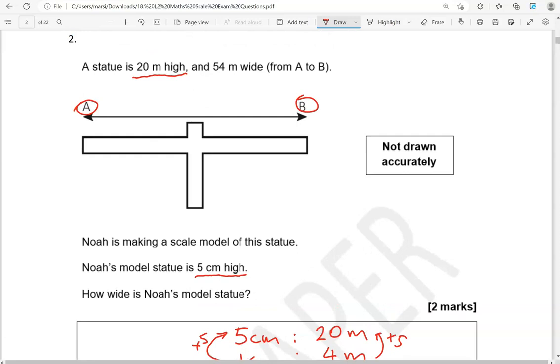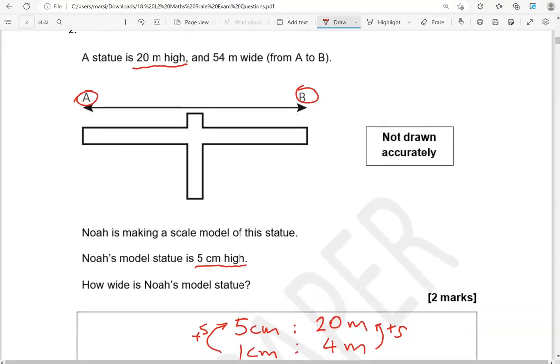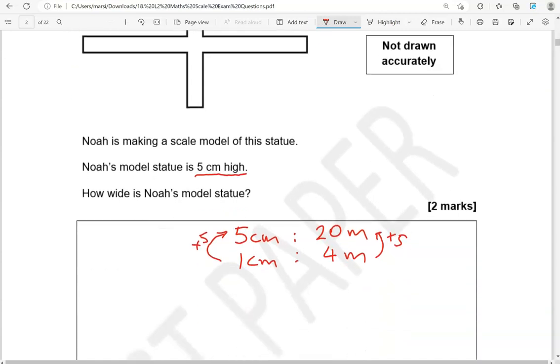Now we're looking at the width. So the statue is 54 meters wide. So this is the statue, this is the scale model. What do we multiply 4 by to get 54? So we'll do 54 divided by 4. How many 4s into 5? That's just 1, and we have 1 remaining. How many 4s into 14? That's 3, and we have 2 remaining.